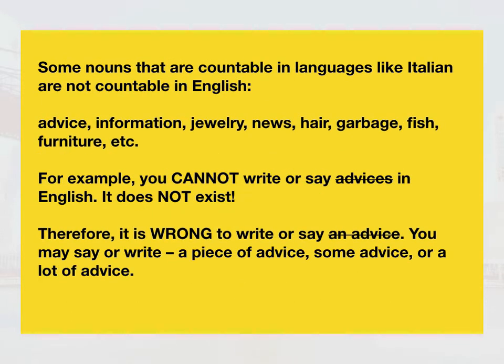Be aware that some nouns that are countable in languages, like Italian, are not countable in English. Advice, information, jewelry, news, hair, garbage, fish, furniture, etc. For example, you cannot write or say advices in English. It doesn't exist. So, therefore, it's wrong to write or say an advice. You may say or write a piece of advice, some advice, or a lot of advice.